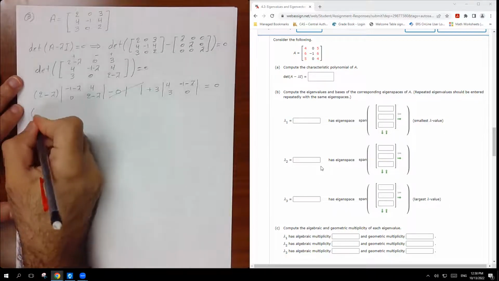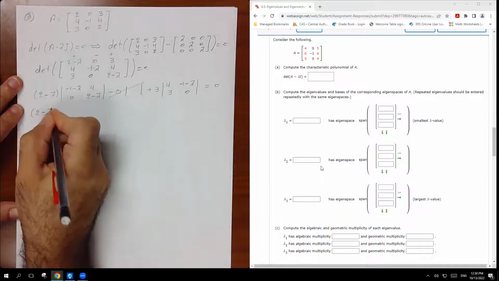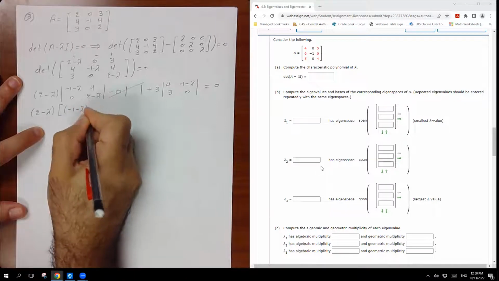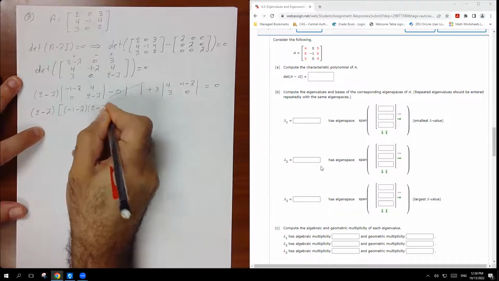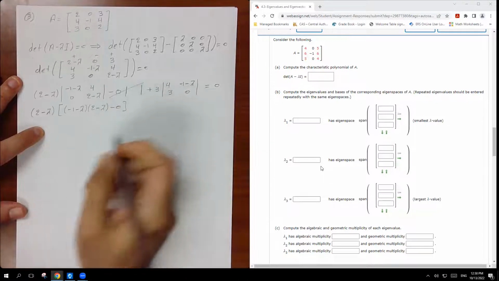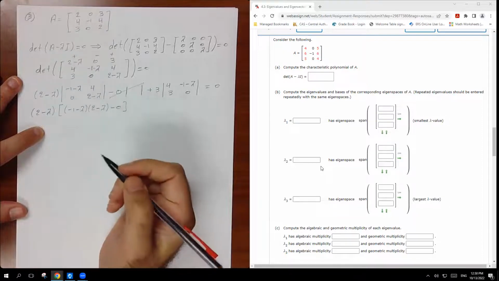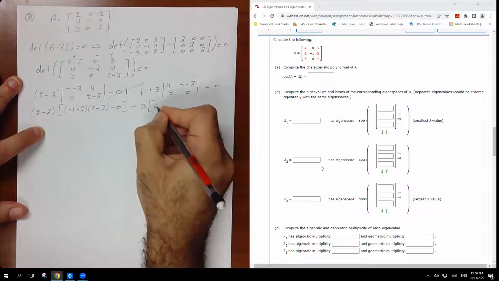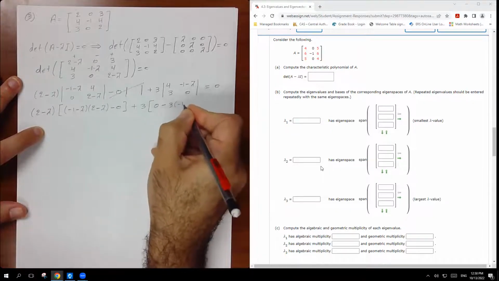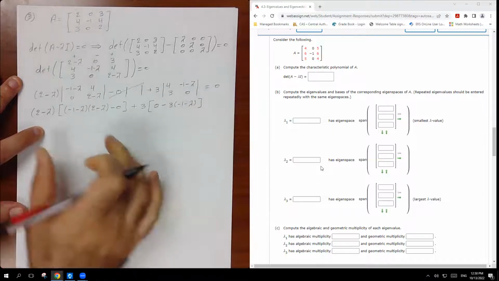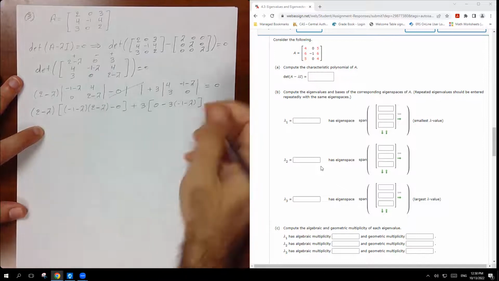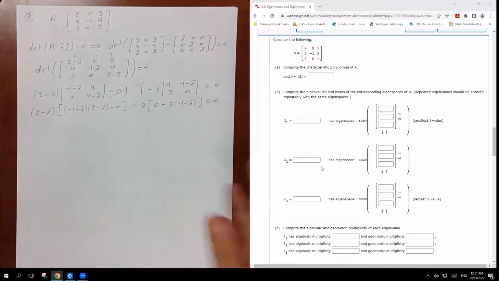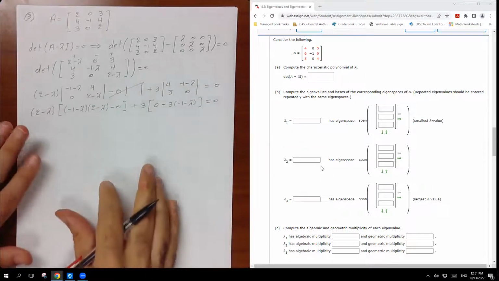So now it's going to be 2 minus lambda. And here is going to be -1 minus lambda times 2 minus lambda minus 0. Because this times this one minus 0. Plus 3. The same thing here is going to be 0 minus 3 times -1 minus lambda. Now we have to distribute here because we have two parts. We can't leave this part separate from this one. So we have to combine everything together, then we're gonna factor it.